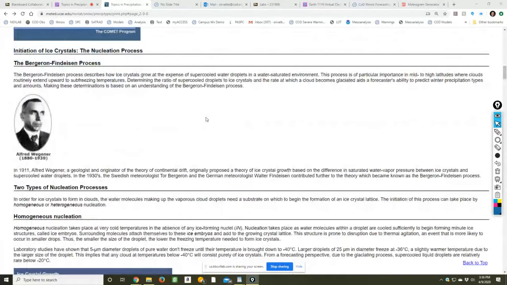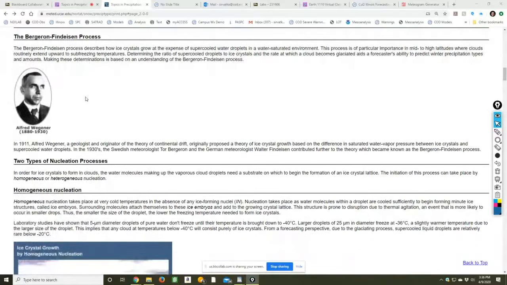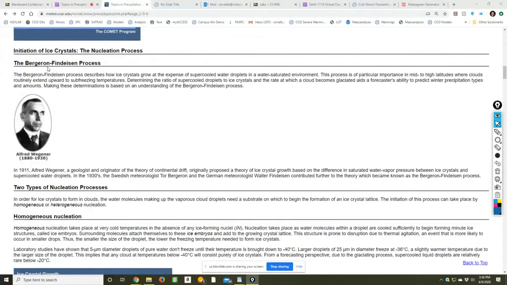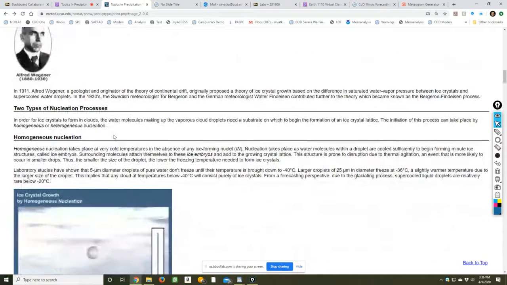All right, now we're going to go a little bit further into the Bergeron-Findeisen process. This was named after these two guys. Alfred Wegener was one; he's the one who did continental drift. But this is a process, and we're going to talk about how ice crystals grow. I want you to write this down: the Bergeron-Findeisen process describes how ice crystals grow at the expense of supercooled water droplets. In other words, ice crystals get bigger and supercooled water droplets get smaller, and the ice crystals are growing because of this process. So what happens here is we have nucleation.